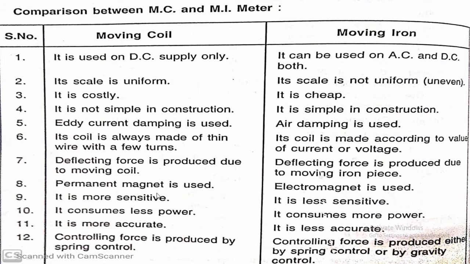Moving coil has more sensitivity, whereas moving iron has less sensitivity. Moving coil consumes less power, whereas moving iron consumes more power. In PMMC the accuracy is more when compared to the moving iron. In moving iron the accuracy is lesser. In PMMC the controlling force is produced by the spring, whereas in moving iron the controlling force is produced by spring control or gravity control.